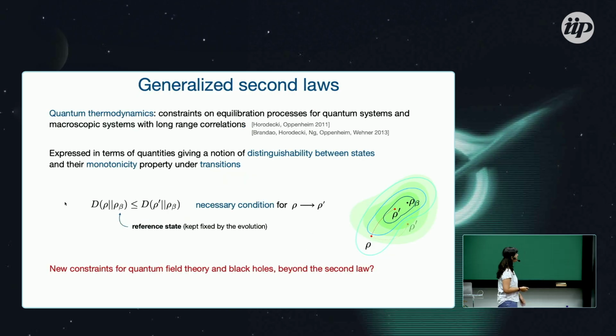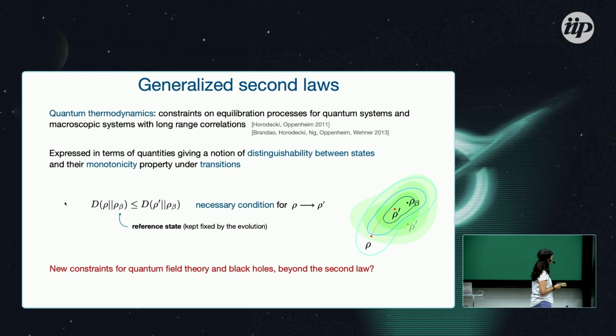So this question, at least to my knowledge, was first asked within the context of quantum thermodynamics. And these two works and many others, for which I apologize, the citations are not complete, were able to show that indeed there do exist new additional constraints which can be formulated, and they were found to be in general non-trivial for equilibration processes, both of quantum systems, but also of macroscopic systems which have long-range correlations.